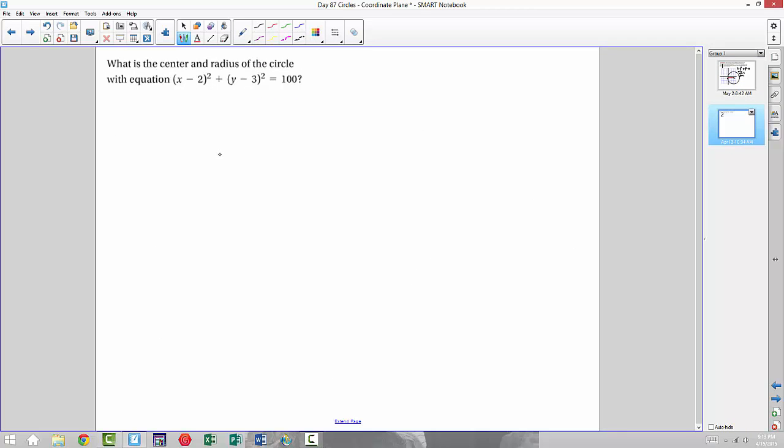Next equation of a circle, I'm given x minus 2 squared plus y minus 3 squared equals 100. So, since it's already in standard form, I have h and k, and there is r squared. So my center of the circle is at 2, 3, and my r squared equals 100. Therefore, r is equal to 10. So radius is 10, center at 2, 3.